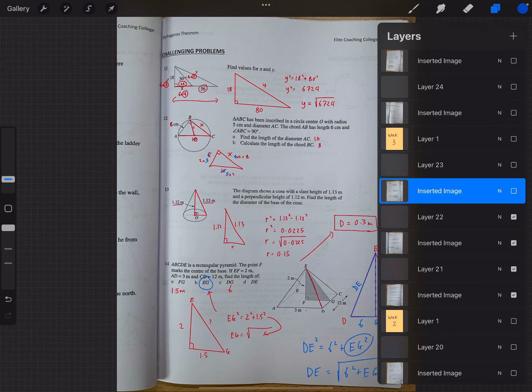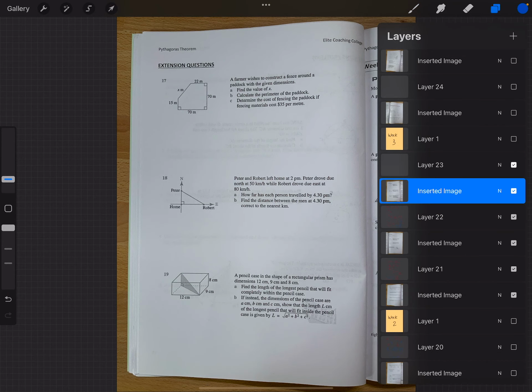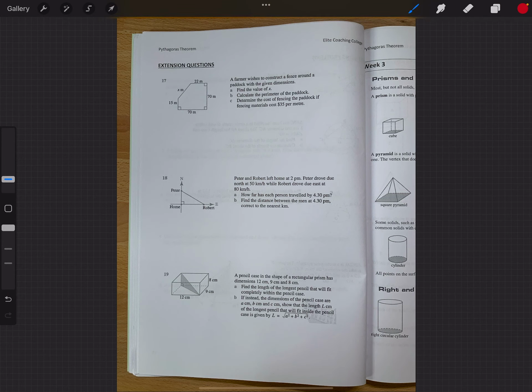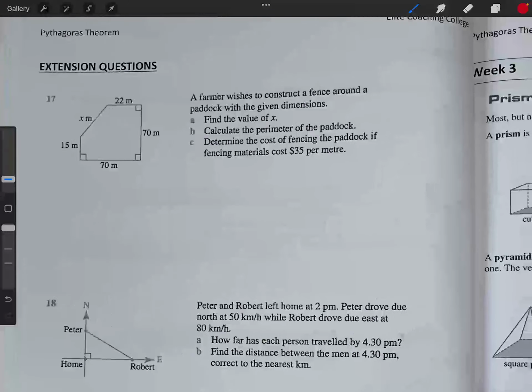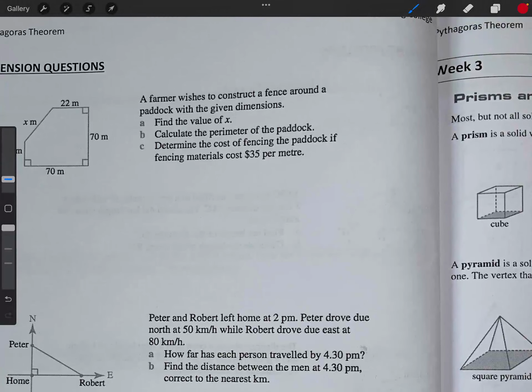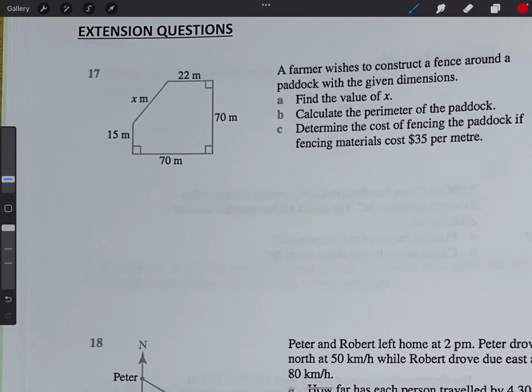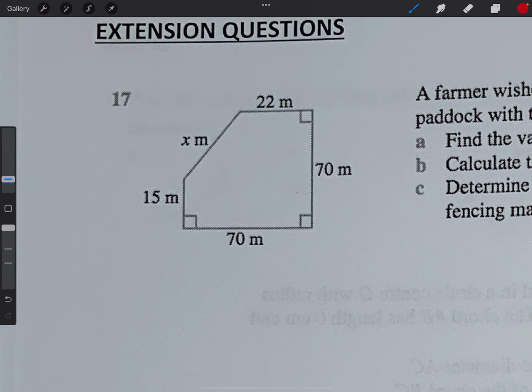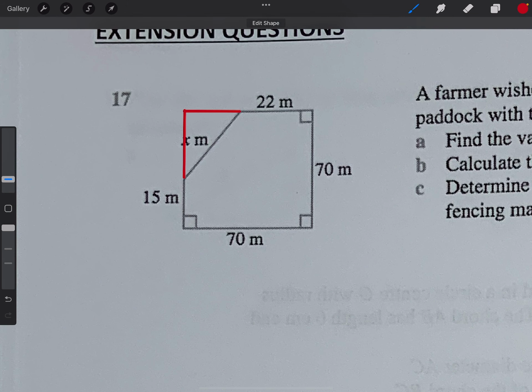Oh no, one more page. Okay. Extension questions. Okay, so here we got a farmer who wishes to construct a fence around a paddock with the given dimensions. Find the value of X. Okay, not a problem. So imagine if I was to draw the complete rectangle there.